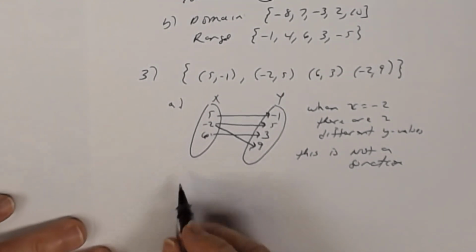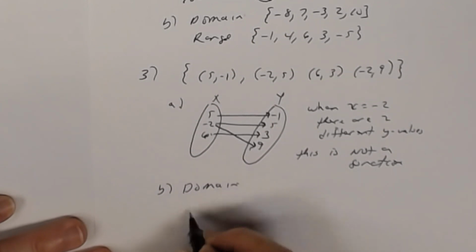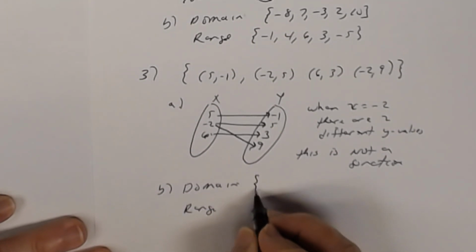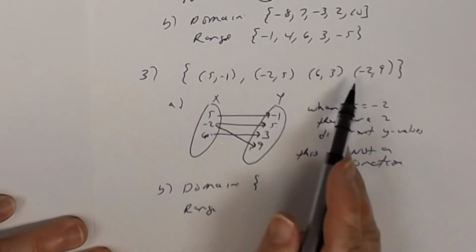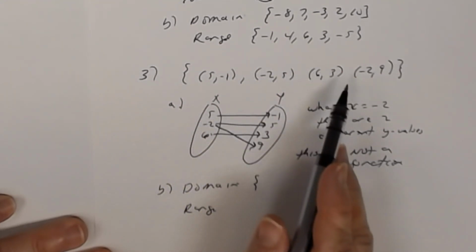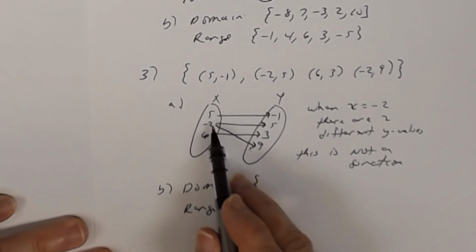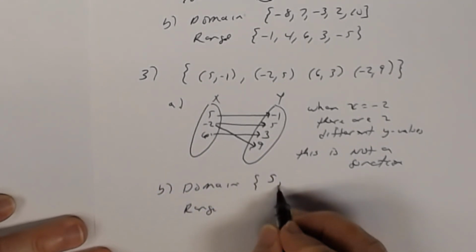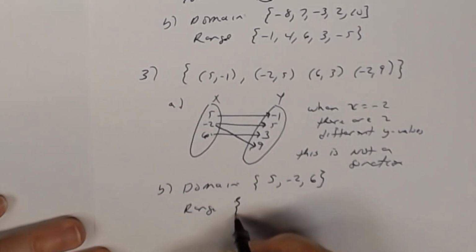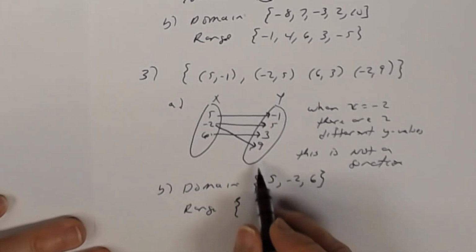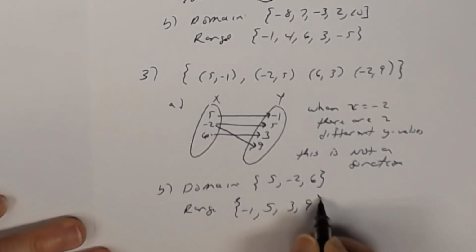All right, so even though it's not a function, you can still, for a relation, indicate the domain and range. So the domain is the set of x coordinates, and you only list each once. You see -2 occurred in your set of ordered pairs twice, there were 2 points with the same x coordinate, but it's only listed once. So 5, -2, 6. The range, you list your y coordinates. So -1, 5, 3, and 9. And that's it.